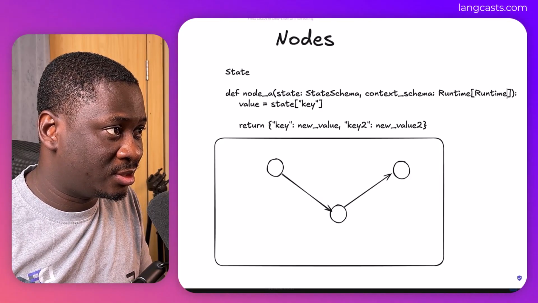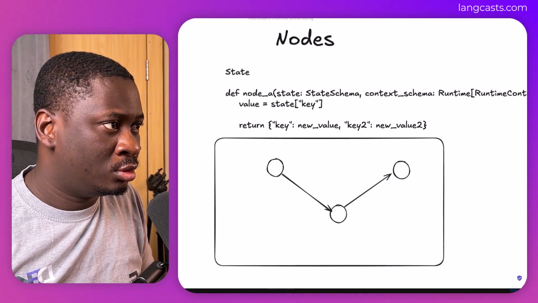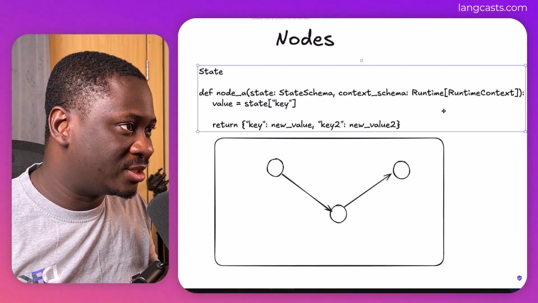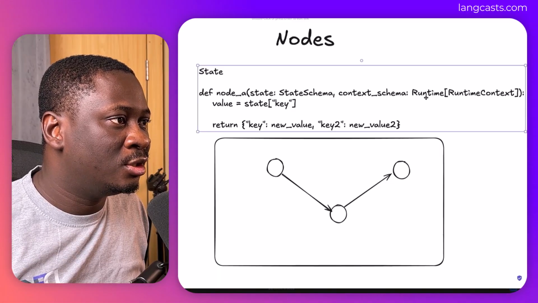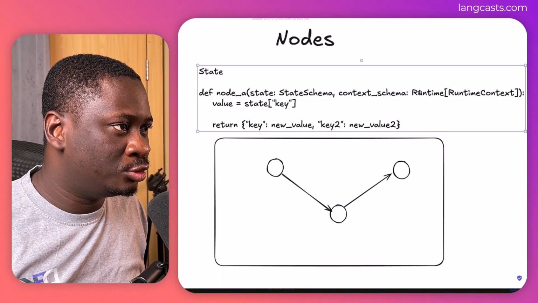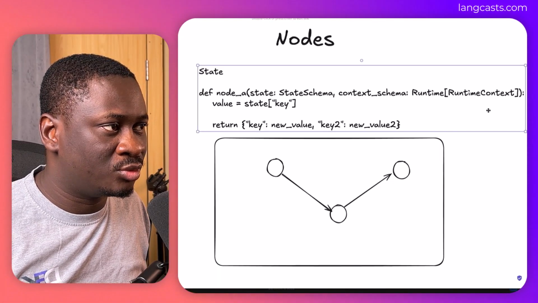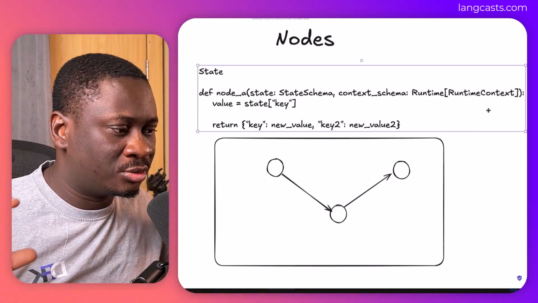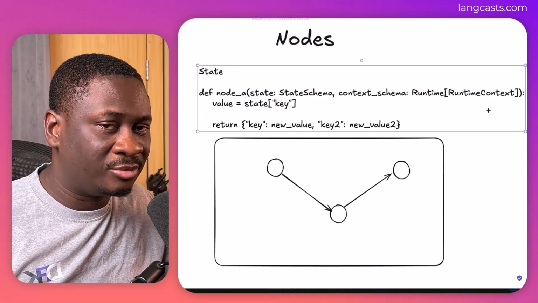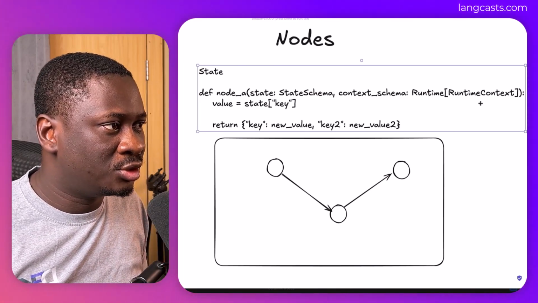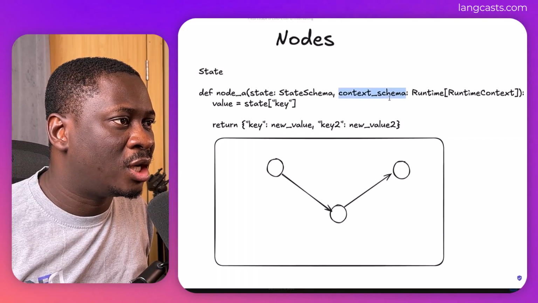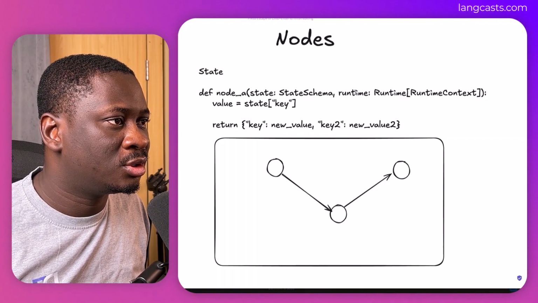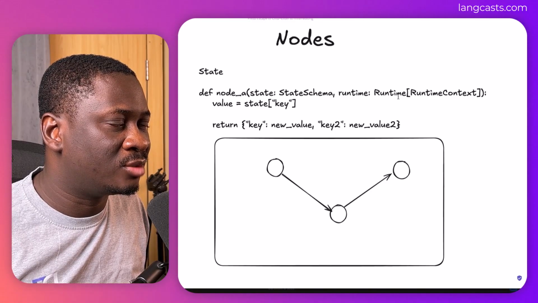Let's say runtime context. So we're going to be looking at this much later. It has its own video. But basically what you do is you use the runtime class and you annotate it with the runtime context schema. So just like you define your state schema, you also define a runtime context schema and use it to annotate the runtime class. Sorry, this is runtime, not context schema.